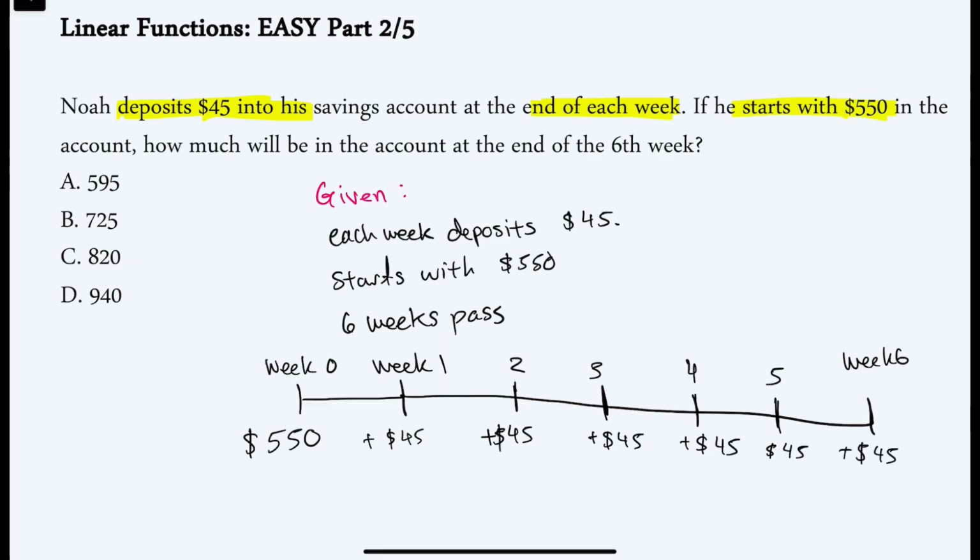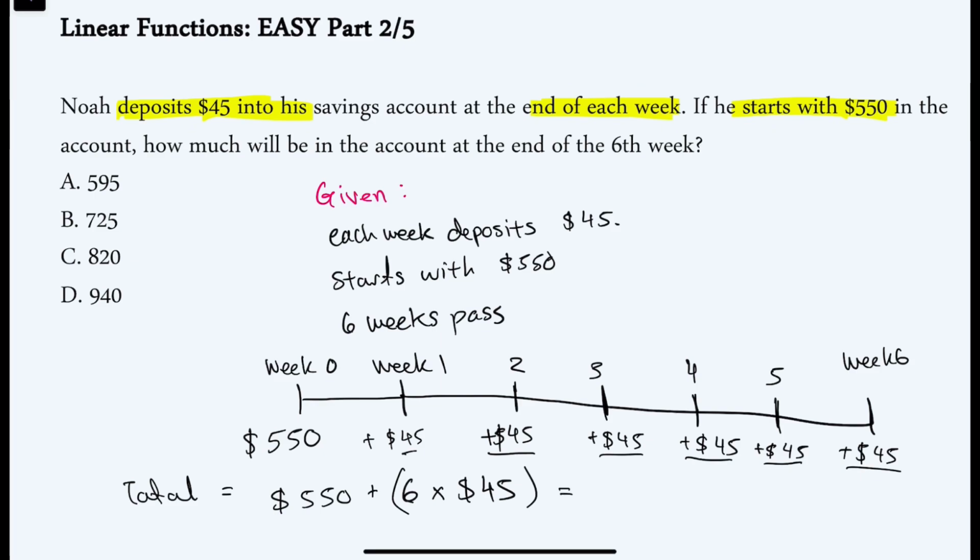Now you have to be careful that it's not just adding up all of these. We have to start with some sort of initial amount, which is $550. So basically we're saying $550 plus 45, 45, 45, 45, plus 45, plus 45. How many times is that? Well, that's 6 weeks. So 6 $45 amounts. So 6 times $45. And that is the total of how much he deposits by the end of the 6th week.